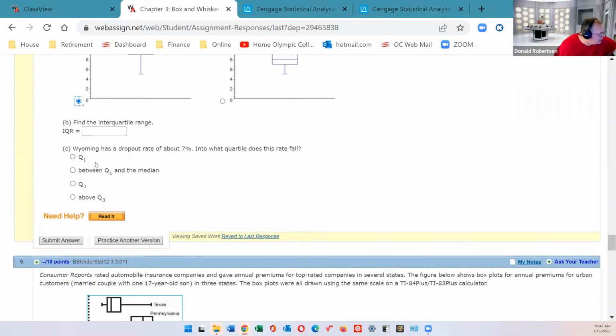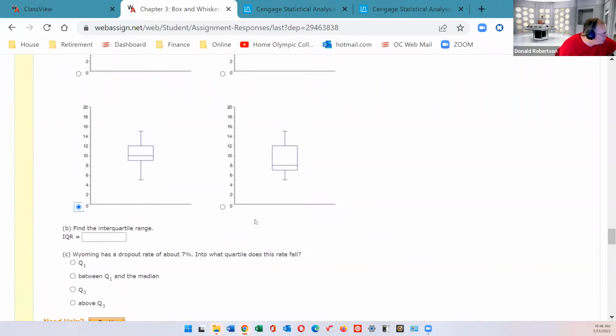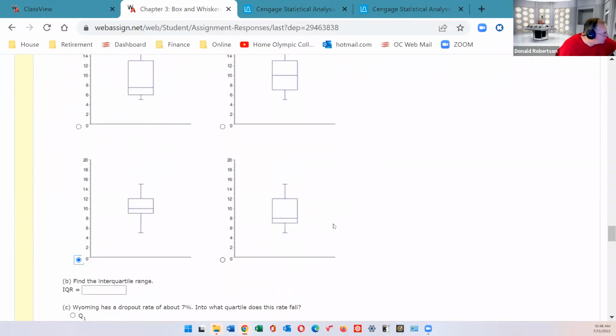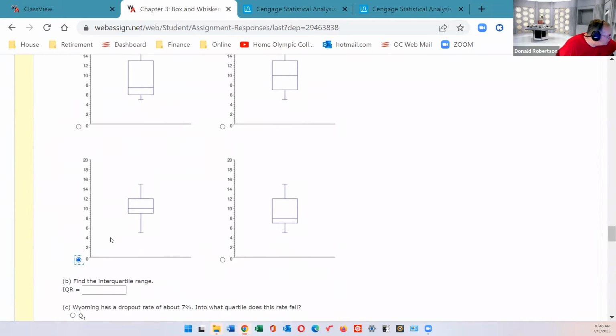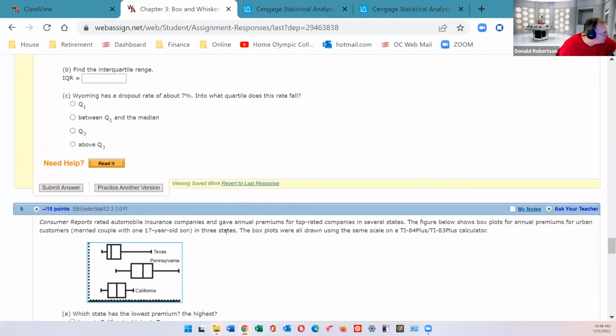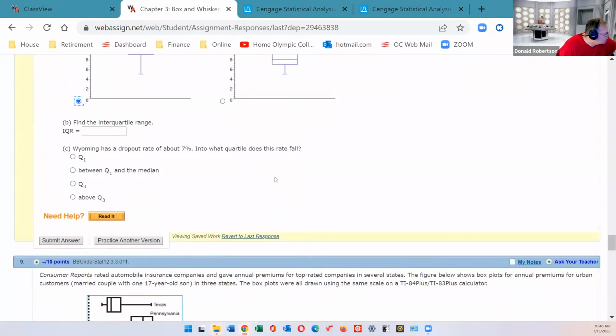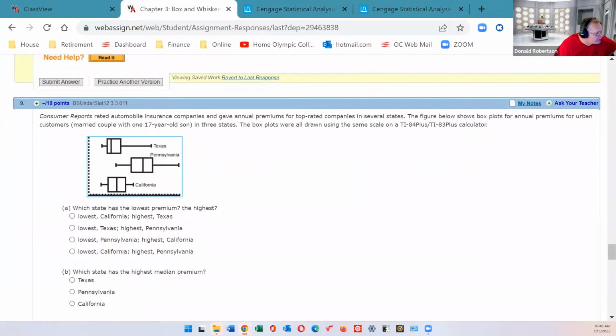And Wyoming has a dropout rate of 7%. Okay, well, if you find 7% here, wherever 7% is, in what quartile does it fall, right? So 7% is about here, right? So it's in this tail. So that tail makes it, well, it makes it in that quartile, right? It's in the first quartile. It's in the first tail. Oh, good.